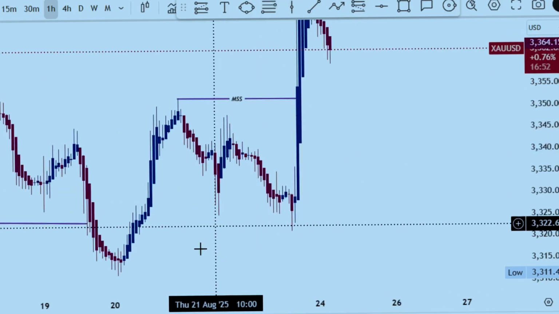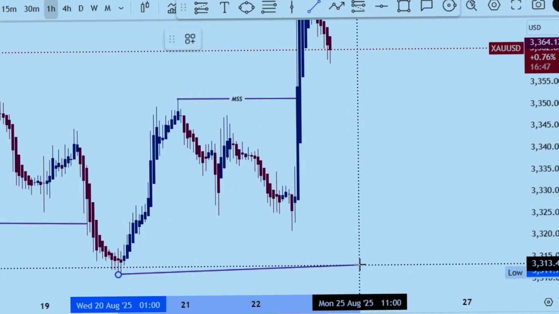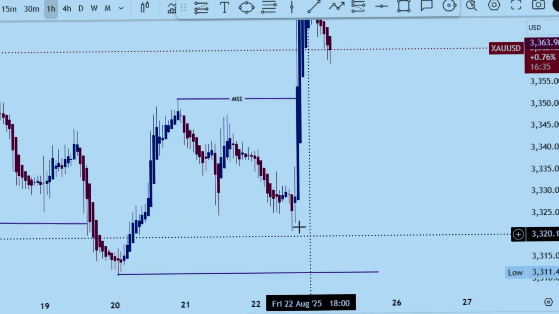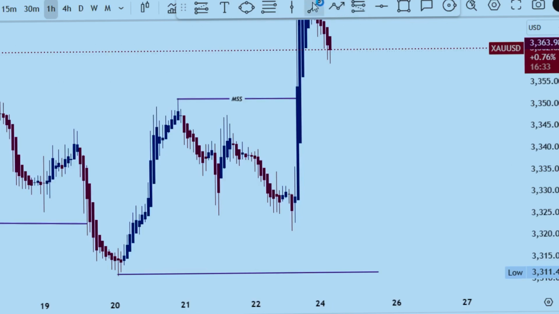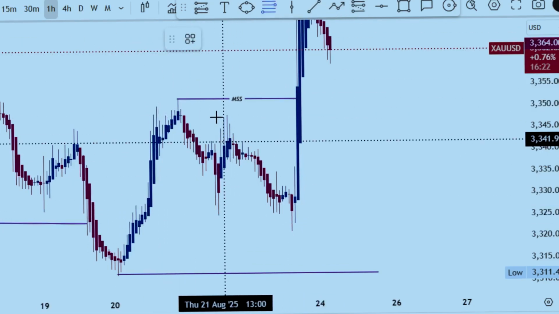So for us to see the buy, let's mark out our protected low. So here is our protected low. We have our protected low around here. After that, what we do is take our Fibonacci.